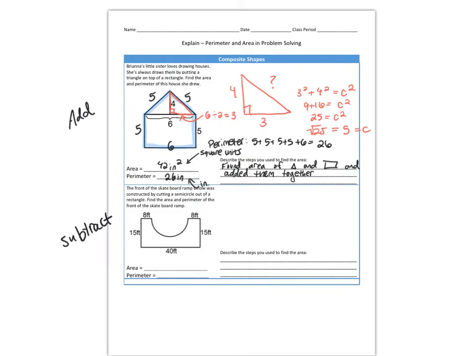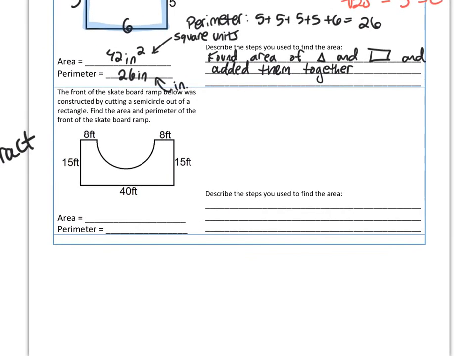Now let's take a look at another example. This example has a skateboard ramp, and it says the front of the skateboard ramp below was constructed by cutting a semicircle, let me highlight that, out of a rectangle. Find the area and perimeter of the front of the skateboard ramp. All right, let me start out by drawing kind of a little dotted line here to show where my rectangle would be. Can you see where I would have had a rectangle there, but a piece has been cut out?